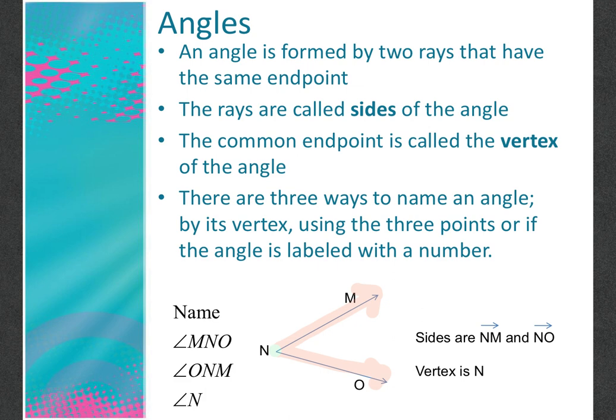There are 3 ways to name an angle: by its vertex, using 3 points, or if the angle is labeled with a number. So if you're looking at what's here, this could be called angle MNO, angle ONM, or simply angle N. The sides are rays, so they'd be given names in ray form, like ray NM and ray NO. And the vertex is a point. This would be a vertex of N.